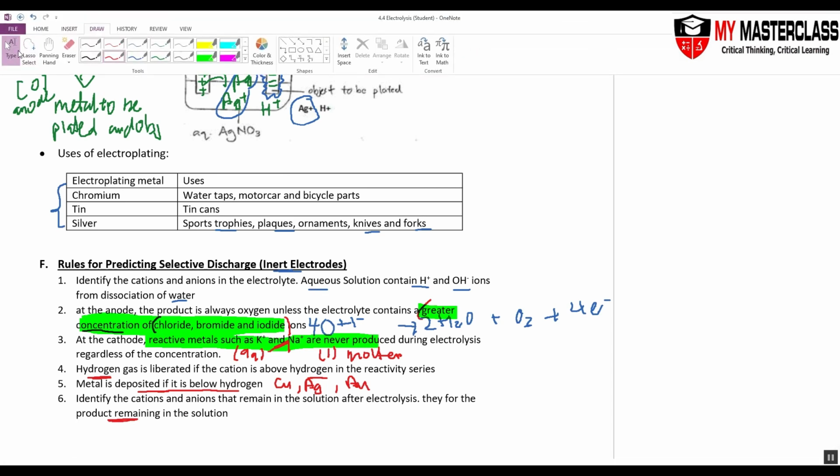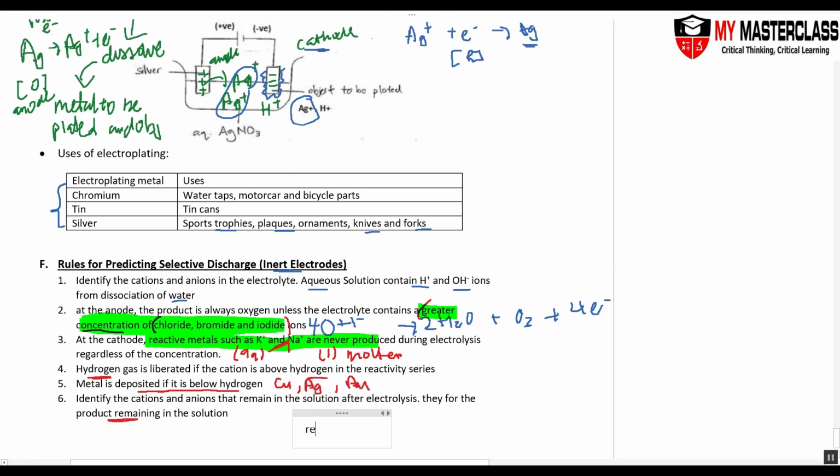And last but not least, if you have a reactive electrode, you must know the anode dissolves. That's the oxidation reaction. The anode will always dissolve when you have a reactive electrode. That's all for your electrolysis.